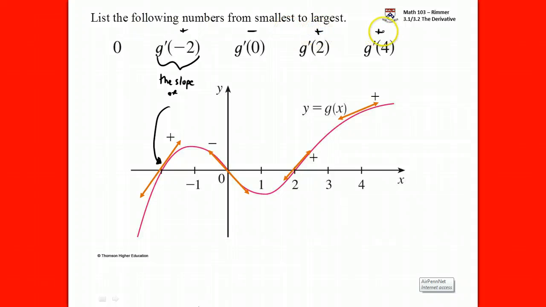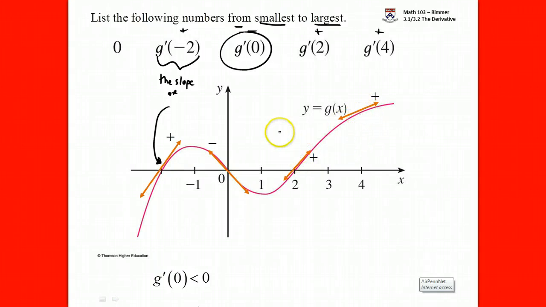These guys are positive. So when it comes time to list them from smallest to largest, we have to start with this guy, G prime of 0. And then we have 0. Okay, now we need to decide on, basically, relatively speaking, who's the least steep, who's the middle, and who's the most steep. Okay, so this guy's the slope of this line, this guy is the slope of this line, this guy is represented by the slope of that line, and this guy is represented by the slope of that line.